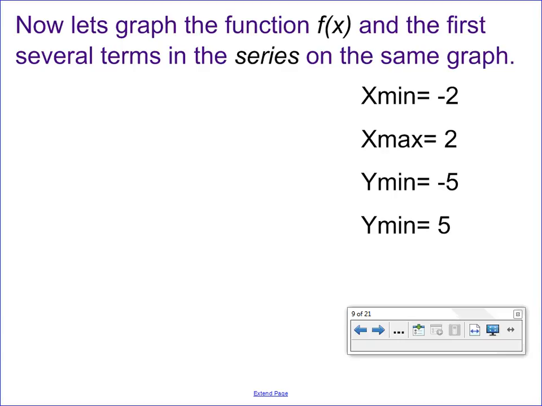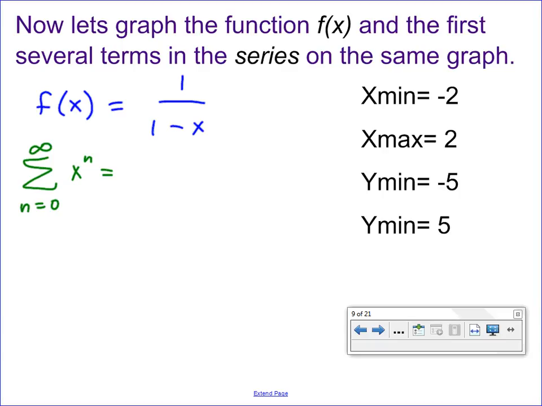And we're going to do this with our graphers as well. So let's let our parent power series f of x be given by 1 over 1 minus x. We've seen how this represents the series from n equals 0 to infinity of x to the n. What would the first several terms of this power series be? If we were to expand that out, what would the first several terms of that power series be?